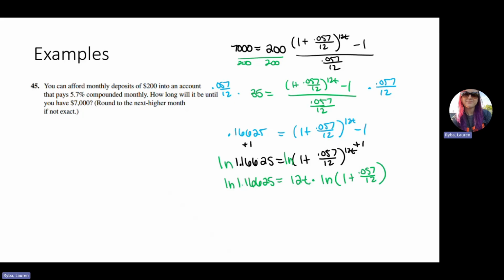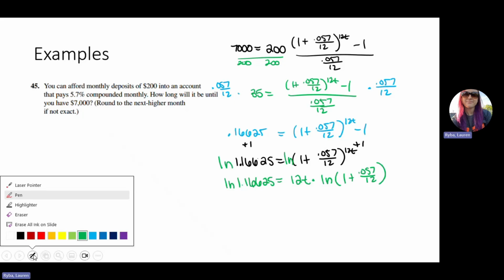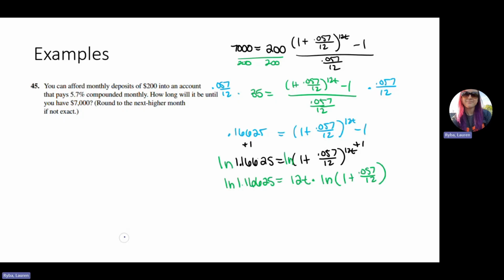I'm so close. I want to get t by itself. So the last thing I'm going to do is divide by 12 natural log of 1 plus 0.057 over 12. I want to get rid of all of those other pieces. And then I would go to my scientific calculator, and it's going to give me about 2.7 for t.